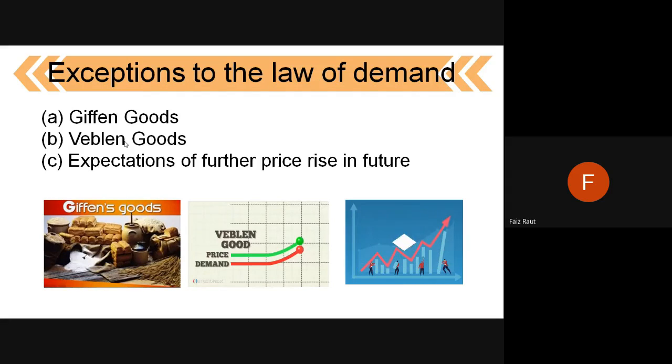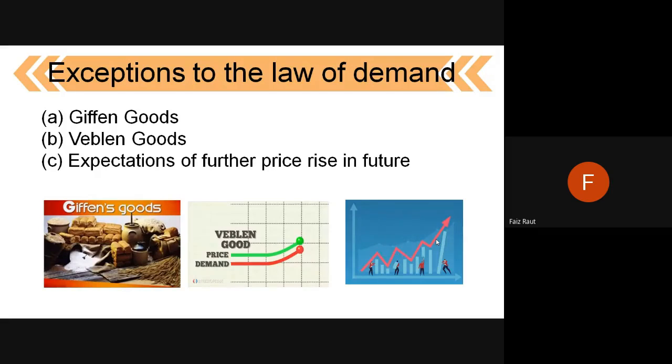Then the third one is expectation of further price rise. This is again different. I have put a photo of a stock market. This happens mostly in the stock market, or when there is a calamity and people are worried that after a certain time the price of this product will rise. So because of that, in spite of no decrease in the price, people will go out and buy. Suppose the price is increasing, even then people will go out and buy because they think that in future the price will rise again.